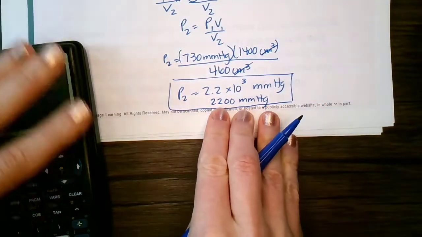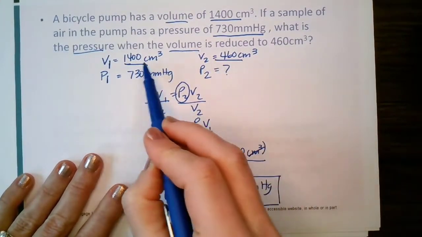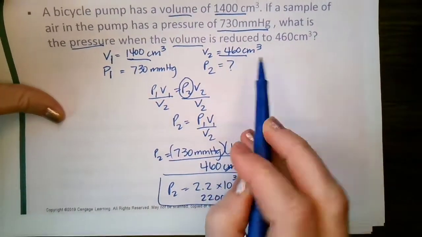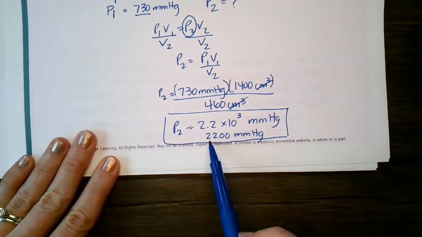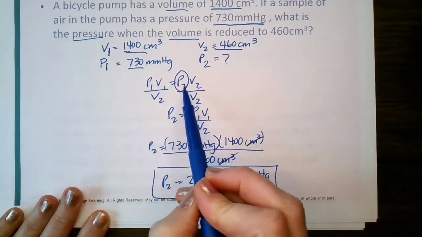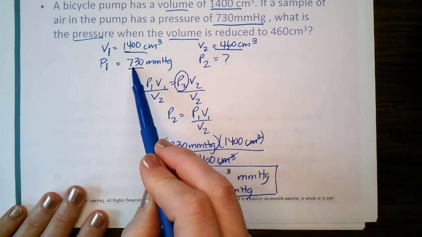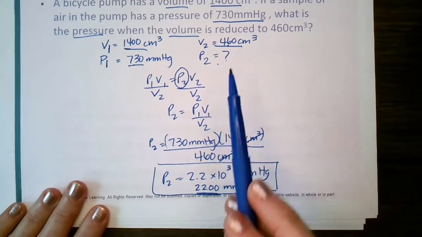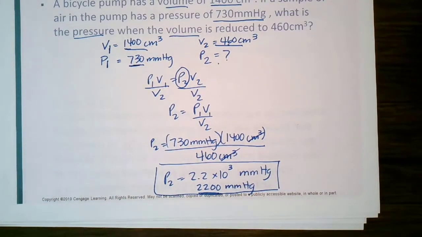Which, if we think about this, my volume decreased from 1,400 to 460. And my pressure went from 730 up to 2,200. And that makes sense because we know Boyle's law is an inverse relationship. If volume decreases, then pressure must increase. And it did. It increased from 730 up to 2,200.